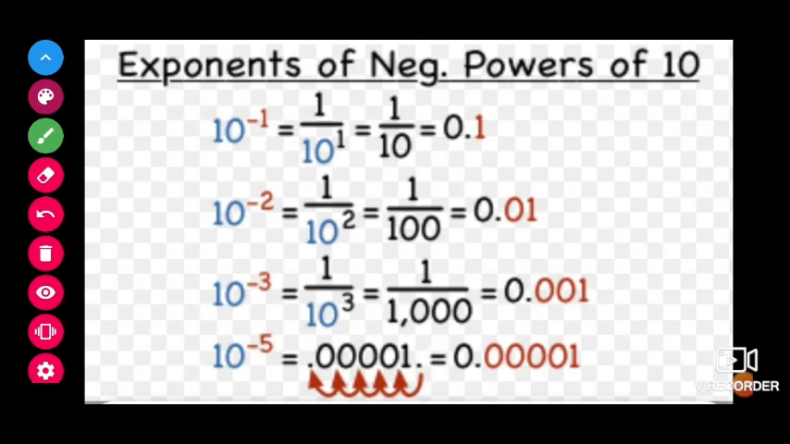Next, exponents of negative powers of 10. If it is a negative power, same thing only, children, same concept only. If there are negative powers for the 10, in this case also we have to make it positive by sending it into the denominator. After sending it into the denominator, then we will multiply.